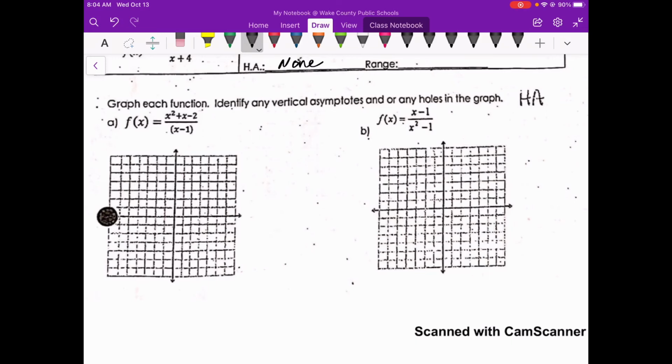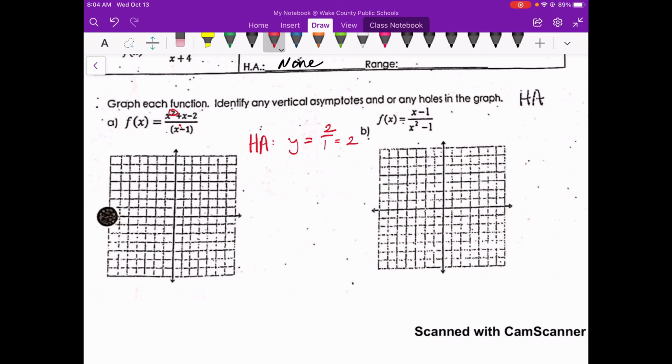So what we're going to do first is determine if there's any horizontal asymptotes. The way that we do that is determine the degree of the top and then the degree of the bottom. So the degree of the top is 2, and the highest power on the bottom appears to be a 1. So y equals, because it's a horizontal asymptote, 2 over 1, which simplifies as just 2. So we have a horizontal asymptote at y equals 2.